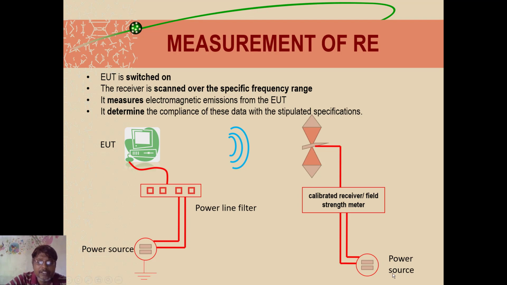After you get the details, we'll determine whether these fields are within the limit or not. Okay, so those are the steps for RE. Equipment is switched on, the receiver is scanning over a specific frequency range, and you measure the electromagnetic emissions. Then determine the compliance of these data with the stipulated specifications. So that's the RE test.